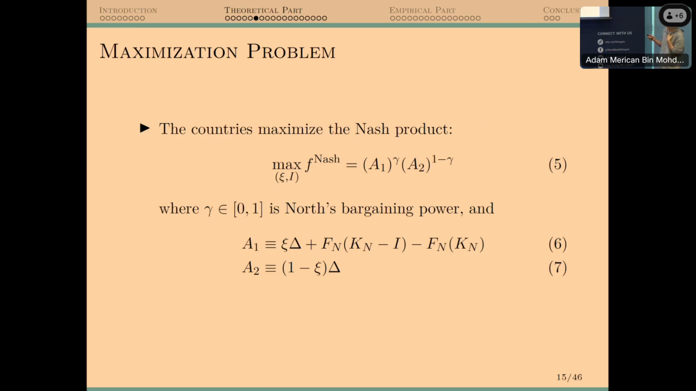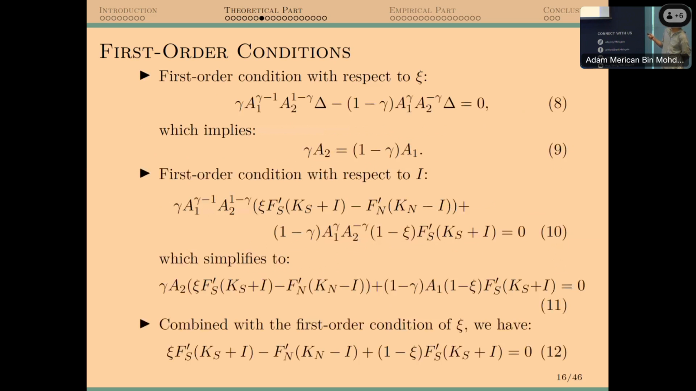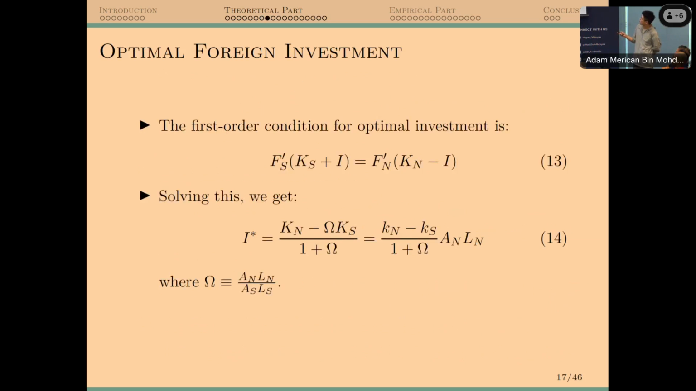Okay, so we do the first order condition with respect to Xi and with respect to I. For the Xi part, we can find this gamma multiply A2 minus 1 minus gamma multiply A1. If we do the first order condition in terms of I, which simplifies to this one, equation 11, and if we combine 9 and 11, we can get equation 12. Okay? To simplify equation 12, we get equation 13.